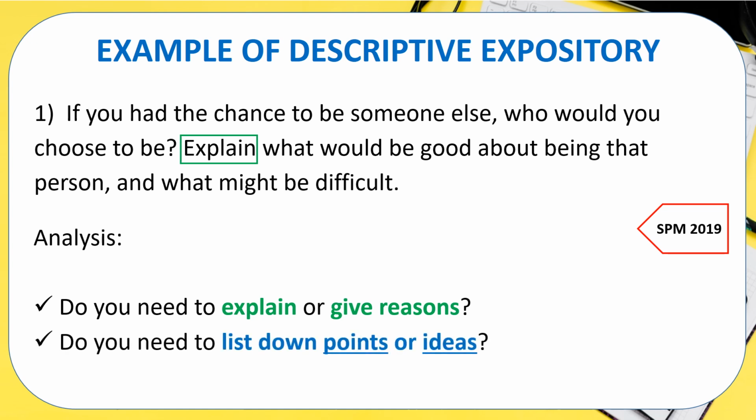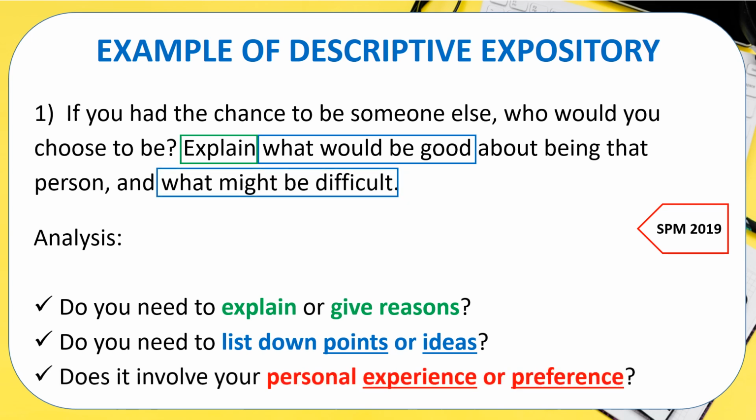And do you need to list down points or ideas? Obviously yes, because you need to explain. So you need to explain about what is good and what might be difficult. And does it involve your personal experience or preference? Yes, this one is preference. Who do you want to be? If you can be someone else.